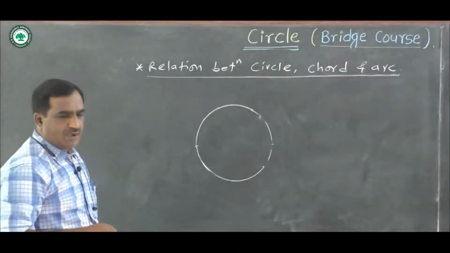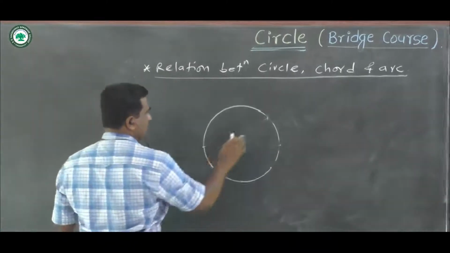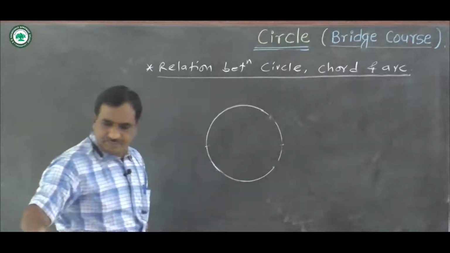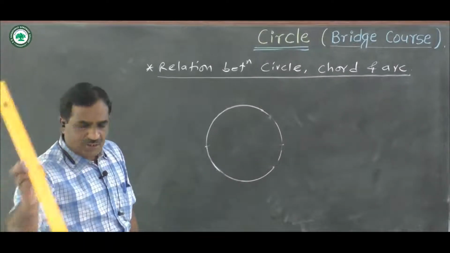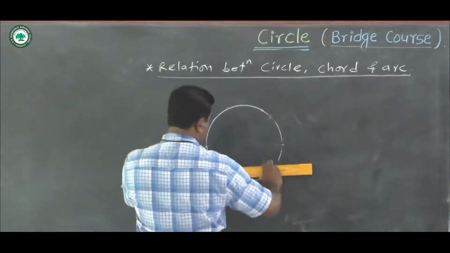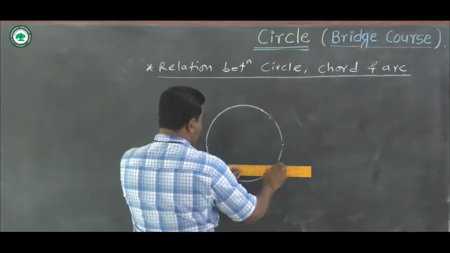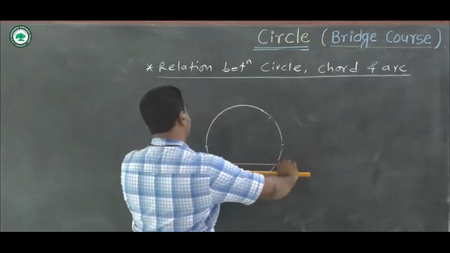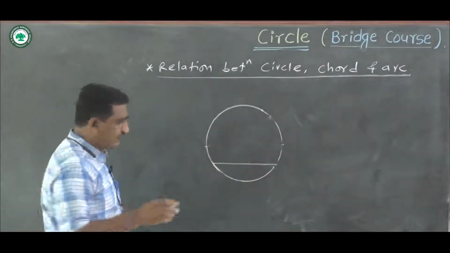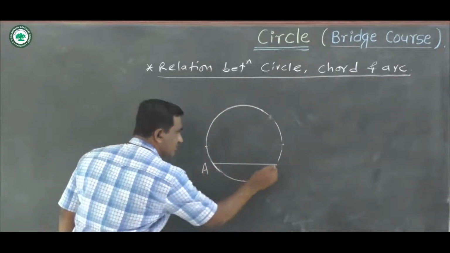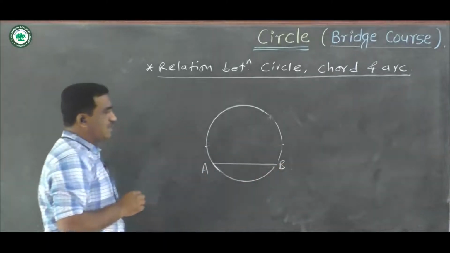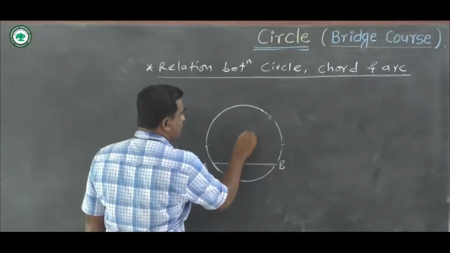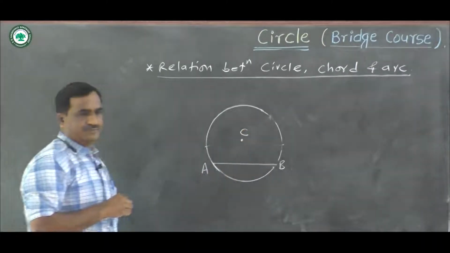A segment joining any 2 points on a circle is called a chord of that circle. We consider this circle and we can draw here segment AB. This is the chord of the circle and this is the center of the circle.